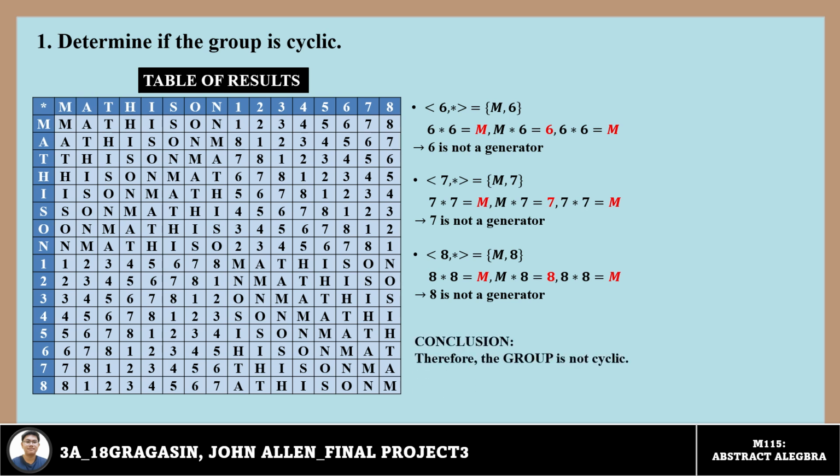And then by operating the elements in the set G, we found out that none of the elements in this set is a generator, since all of them did not generate the entire set G. Therefore, we can conclude that the group table is not cyclic.